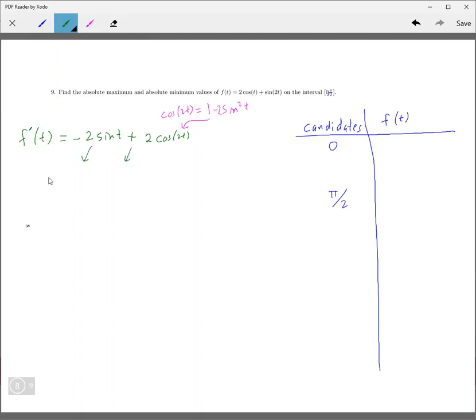So this becomes negative 2 sine t plus 2 times, and again, it's just going to plug in there. And I'm going to go ahead and set that equal to 0. Okay, now let me distribute the 2. I'm going to lead off with that one.